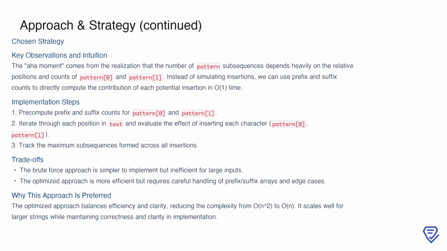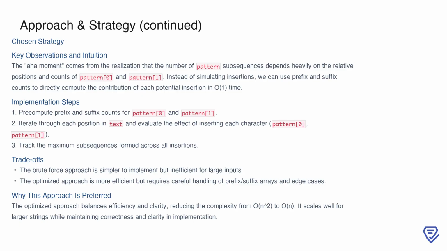The optimized approach is based on a few critical observations. The main realization is that the number of pattern subsequences is determined by the alignment and frequency of the two characters in the pattern. Instead of explicitly simulating each insertion, we use the precomputed prefix and suffix counts to estimate the effect of each possible insertion in constant time.